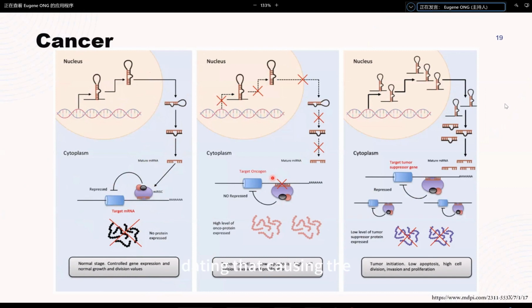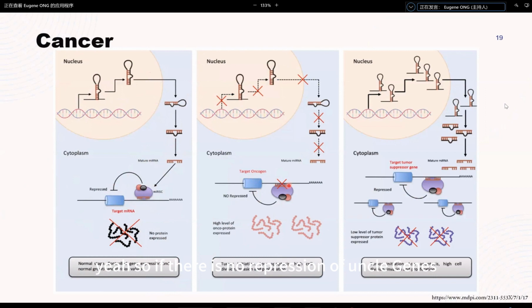Oncogenes, they are causing the cancer. Any gene causing the cancer, causing the cell to have uncontrolled proliferation. Okay, so any gene that may cause cancer, right? Oncogene. Okay, so I hope everybody can understand that. What is an oncogene?